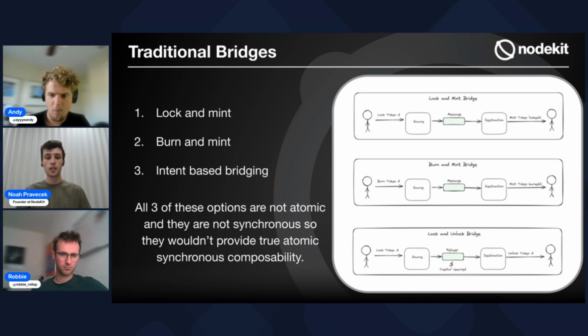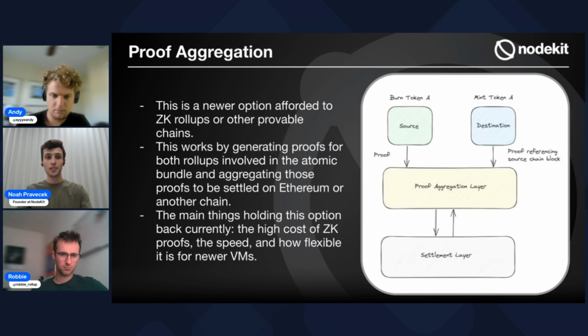complicated process. In addition, none of these options are atomic and they're not synchronous. So they wouldn't really solve the atomic synchronous composability problem, which we've kind of grown to love at NodeKit and try to tackle. Proof aggregation is another great option for rollups to also solve this interoperability problem.